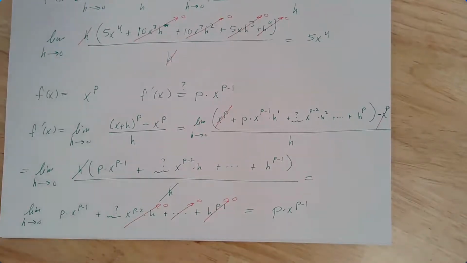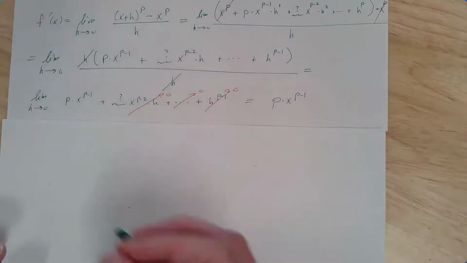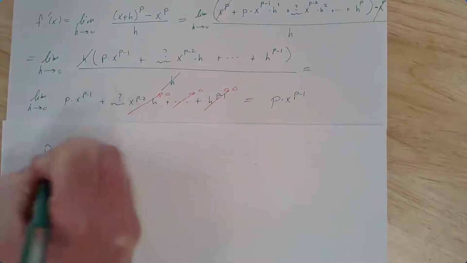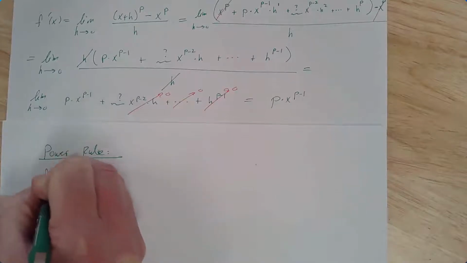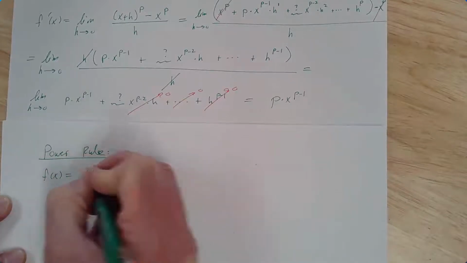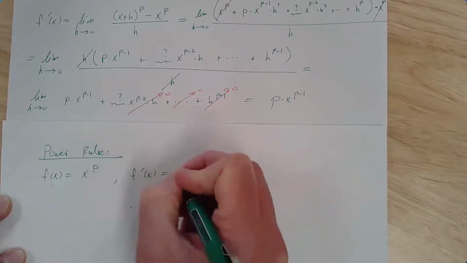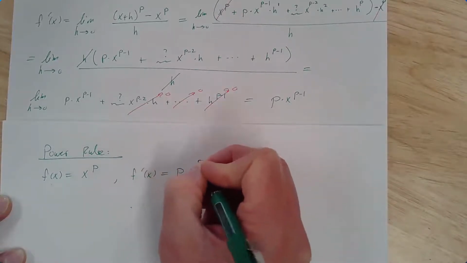And this is the power rule. So, power rule. F of x equal to x to some power. It is true that the derivative is equal to that power times x to the 1 less power.